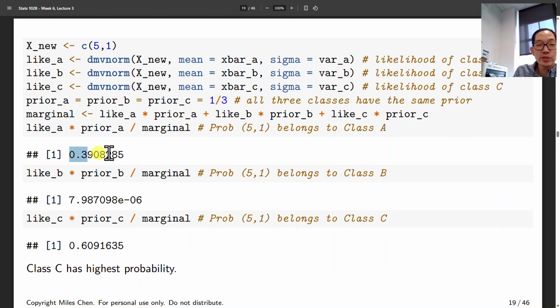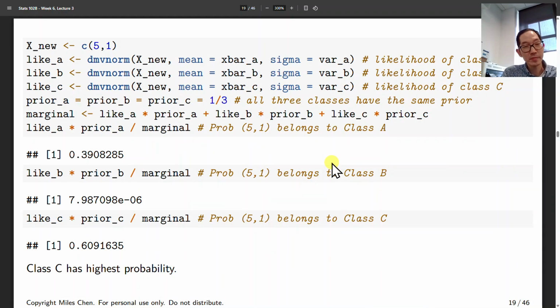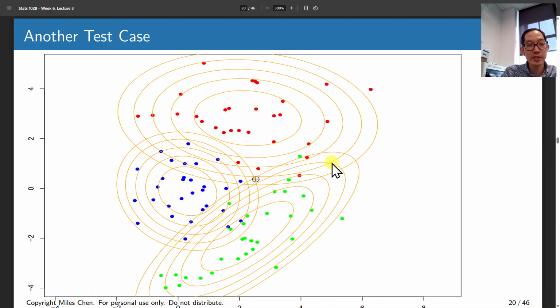When you do this, you get around 40% A and 60% C, and then on the order of 1 in a million for class B. So class C has the highest probability here, but only by a little bit, right? 60 versus 40%. It is quite sensitive to small changes here.